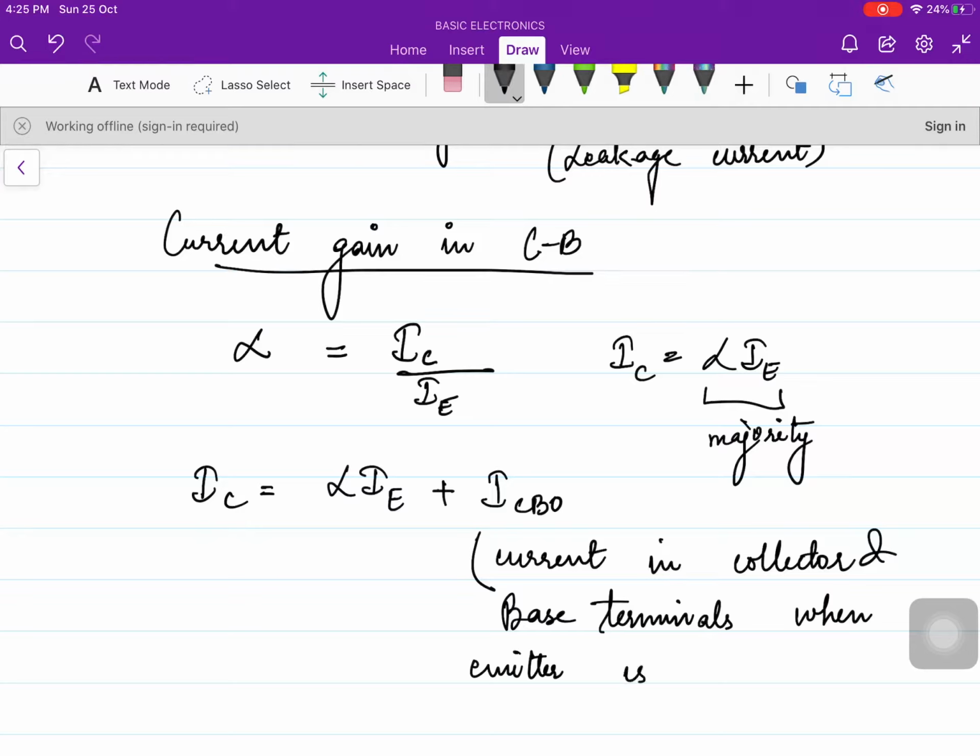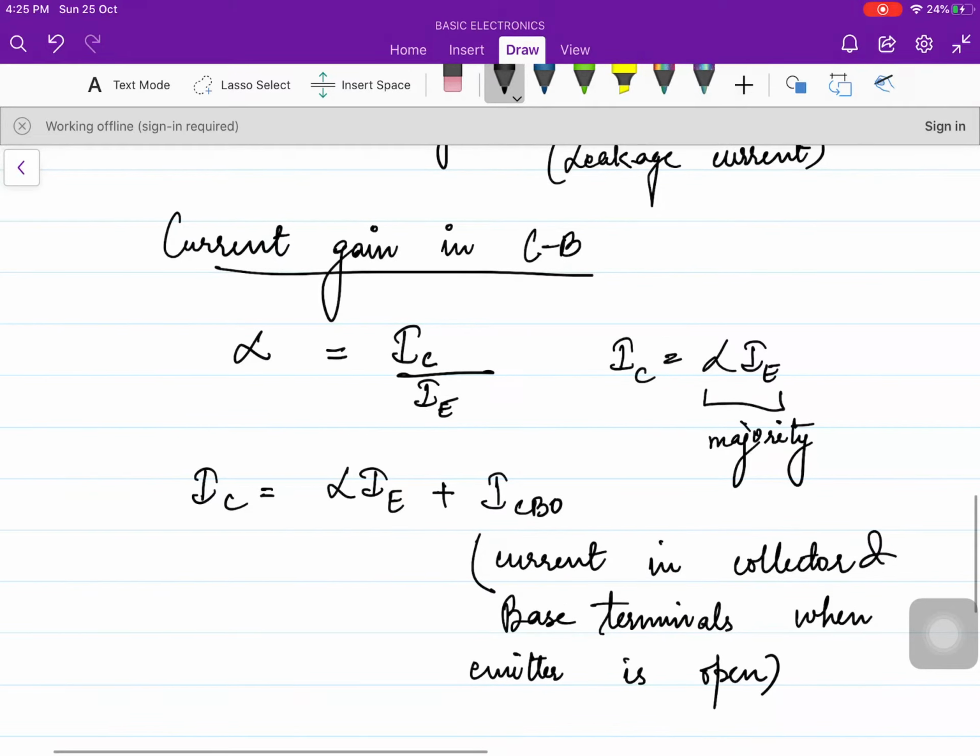When emitter is open, this current is the one which will be considered, or it will only come into light when emitter will be open. Open circuit means when a circuit is open, that current is 0. So if we are saying that emitter is open, that means IE is equal to 0, and then only IC will be having ICBO. Otherwise we will be neglecting it all throughout the learning.